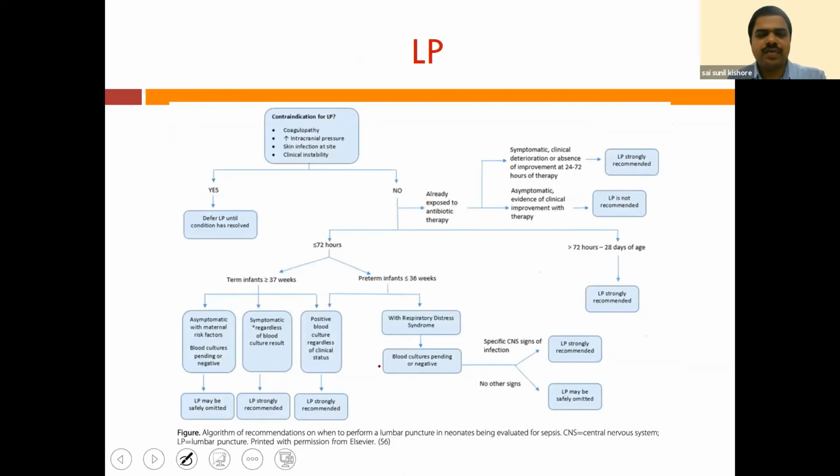And this is one flow chart which discusses lumbar puncture. The contraindications of lumbar puncture are coagulopathy, features of raised ICP, skin infection at that site, or the baby being clinically unstable, like an intubated baby with significant thrombocytopenia. Usually if the platelet count is beyond 30,000, you can always go ahead and do the lumbar puncture. Thrombocytopenia is a relative contraindication. More than 30,000 is safe.